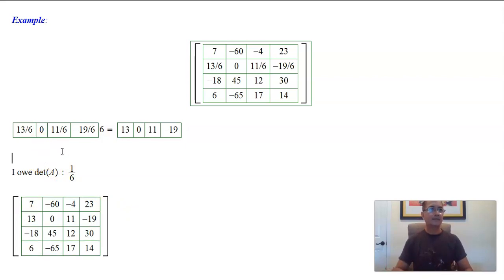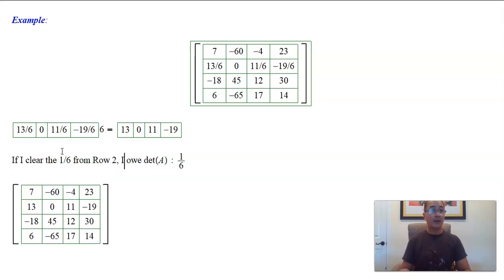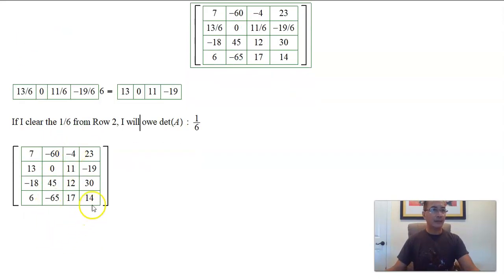All right, so you know what? Let's write the sentence. If I clear the 1/6 from row 2, I will owe determinant of 1/6. Okay. So now, what do we do? Well, what other goodies do we have over here? Check out column 2. 60, 45, 65. We can take out 5. Yeah, that's the best we can do because that's 13 by 5.